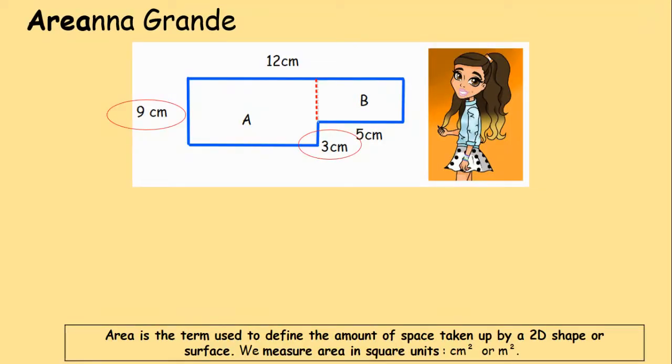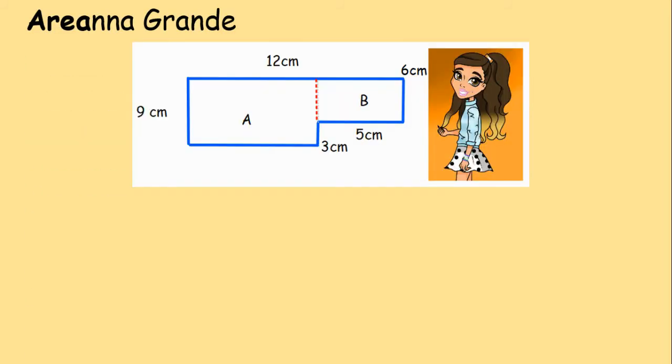I can now move on to looking at shape B. I need to work out the measurement of the arrow. I'm going to use 9 centimeters and 3 centimeters in order to help me do this, as I can see that they are parallel to the side that I need to measure. 9 centimeters subtract 3 centimeters gives me 6 centimeters. Therefore, the measurement of the line is 6 centimeters.